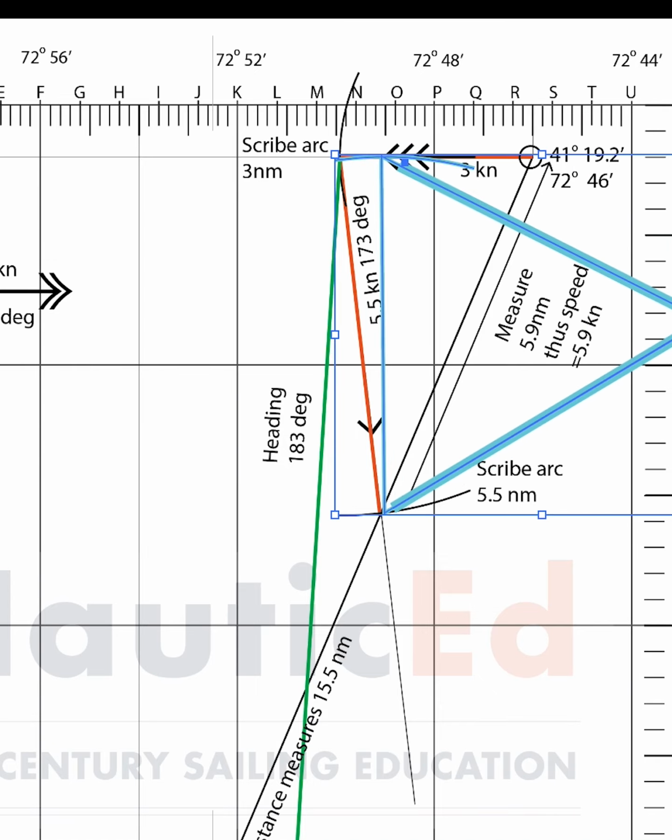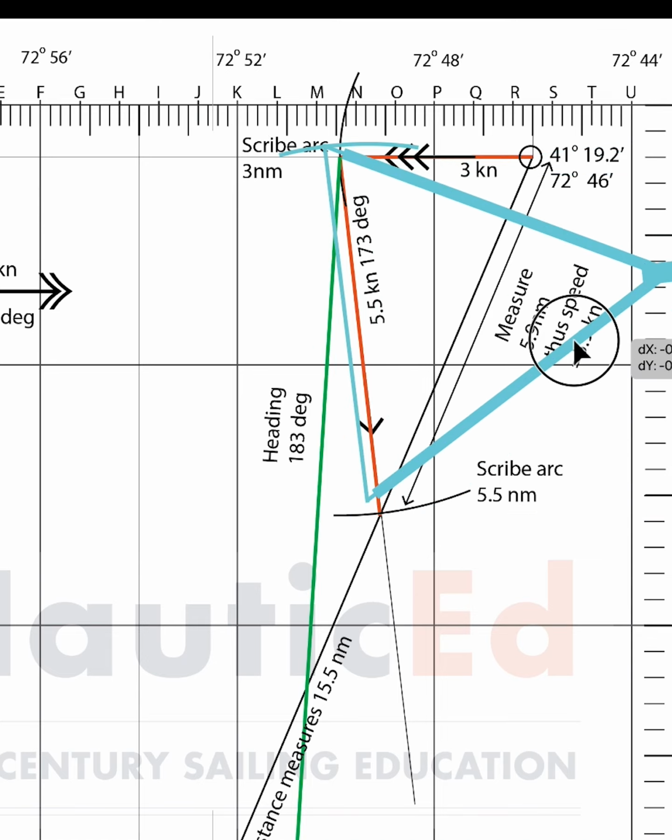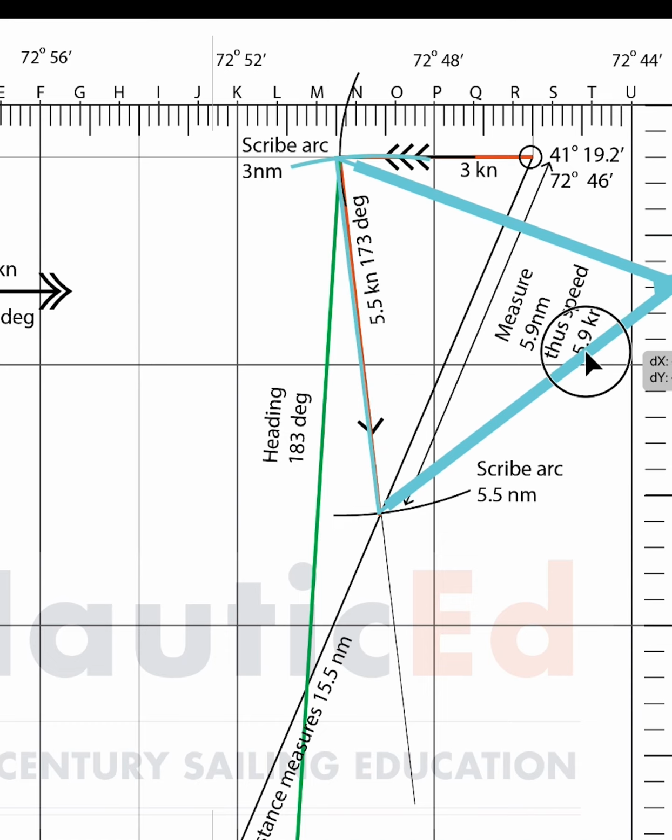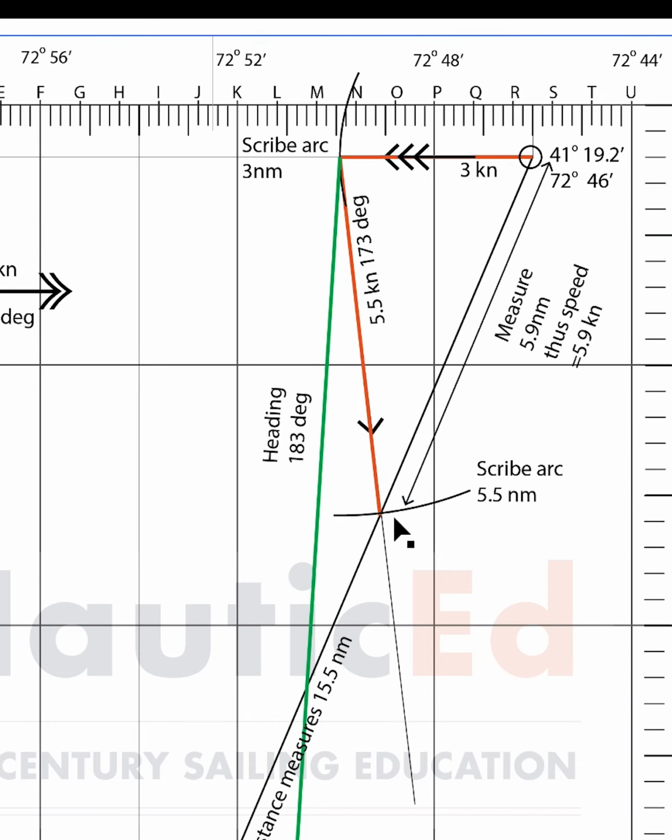If we're traveling at 5.5 knots, we can measure that with our dividers, and that's 5.5 nautical miles, and we just describe an arc right there. And now we know that in 1 hour we are going to end up there. Half an hour would be there, 15 minutes would be there, so we're always going to be along this line here. So in 1 hour we're going to be there.